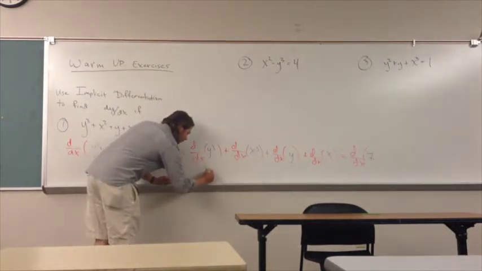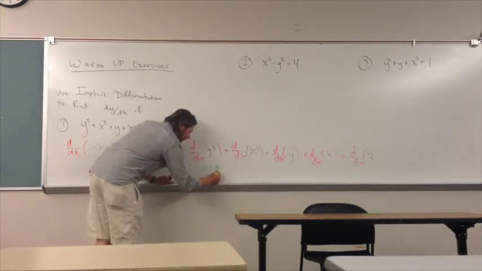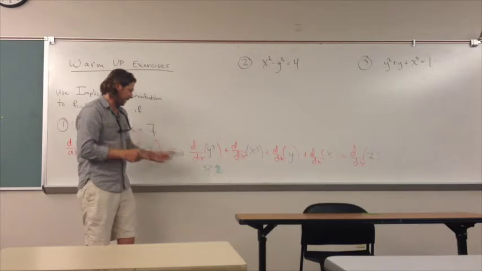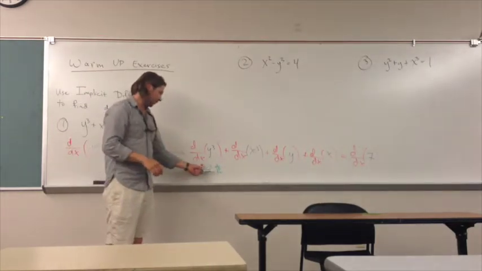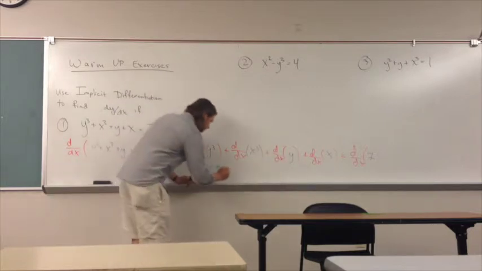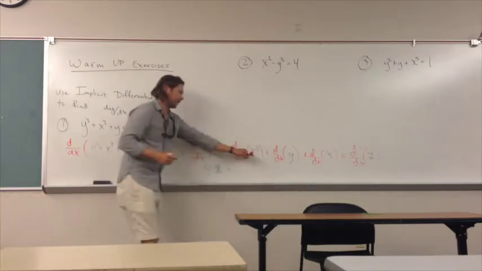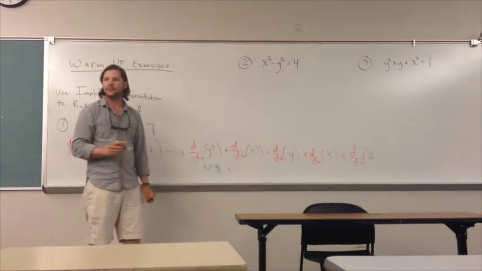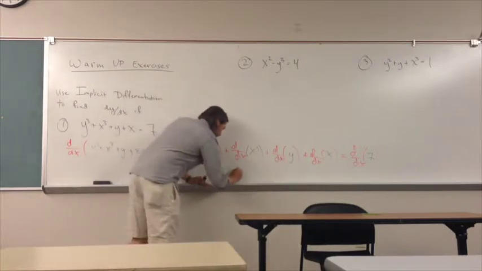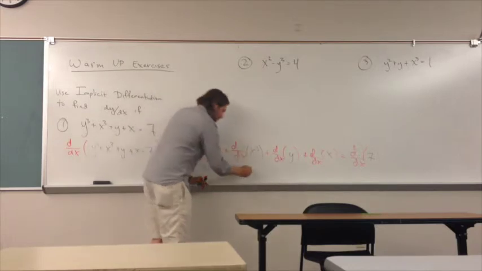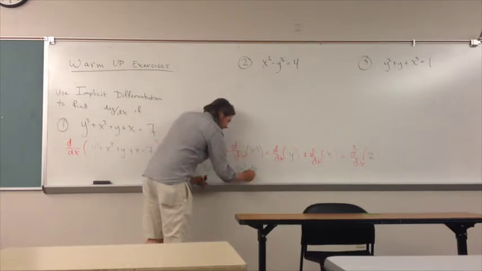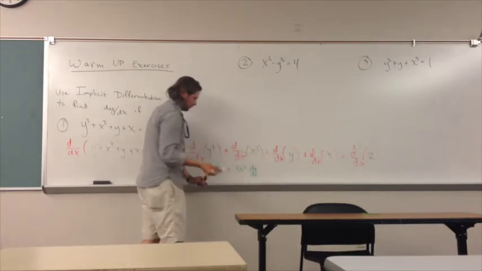3y squared. 3y squared, and then whenever you're taking the derivative of something that's not x, you tack on dy dx. Okay? So it's 3y squared dy dx. What's the derivative of x cubed? 3x squared. 3x squared. And if you want, you can write dx dx. But of course, the derivative of x with respect to x is 1.